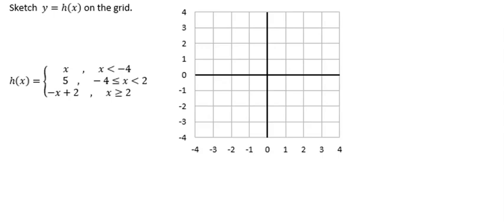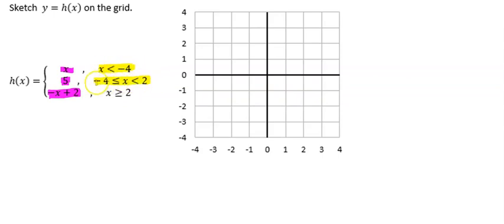So again, when you're looking at this, that squiggly bracket says we're going to use three separate equations to make a single function. So sometimes we'll use y equals x as our equation. Sometimes we'll use y equals 5 as our equation, and sometimes we'll use negative x plus 2 as our equation. And then over here, we're told when that sometimes is.